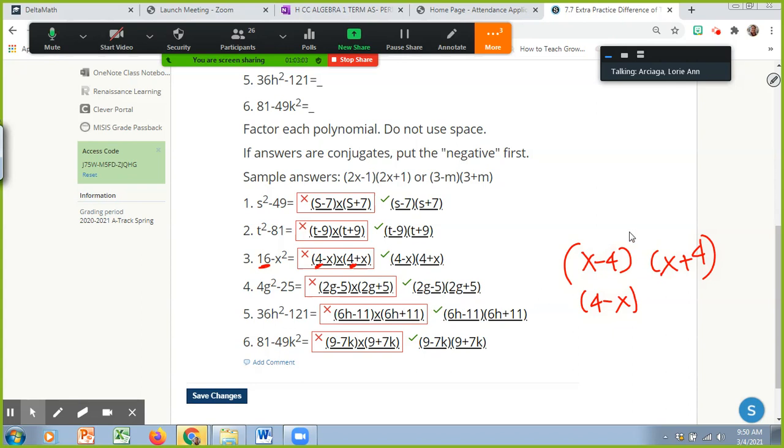Okay, you may also switch them around if I'm grading them by hand. It's also the same as x plus 4 and x minus 4. I'm so sorry. Not for number 3.